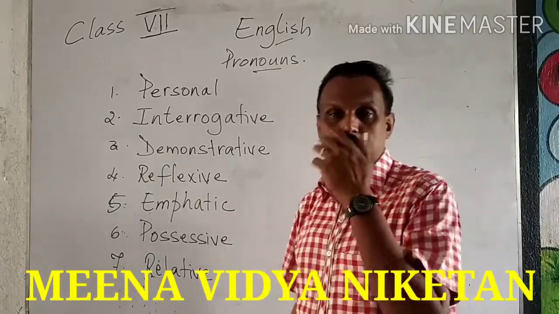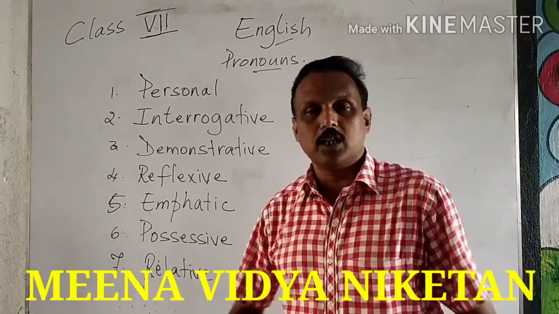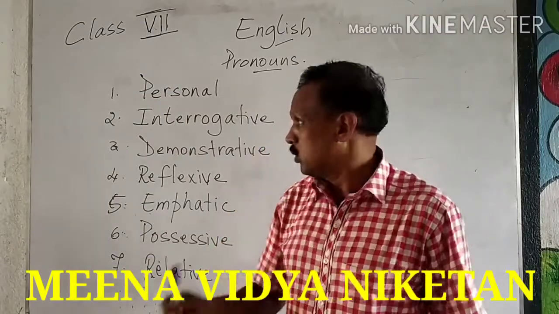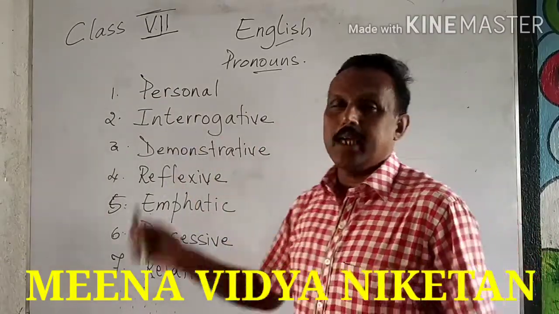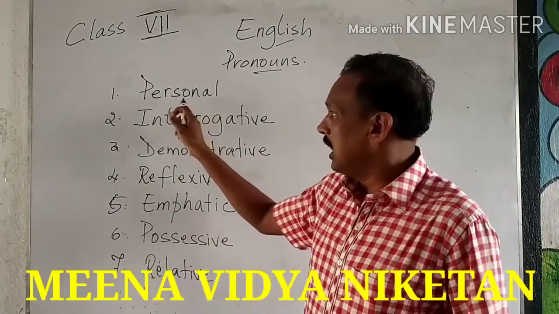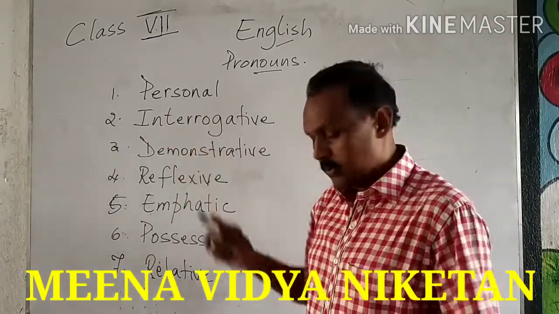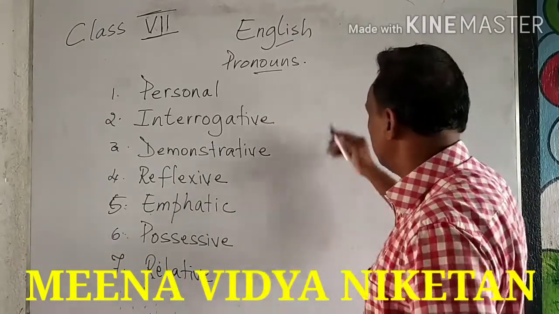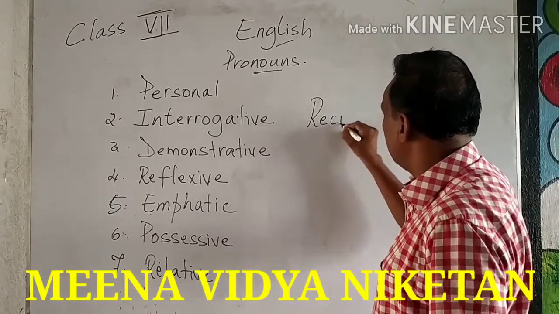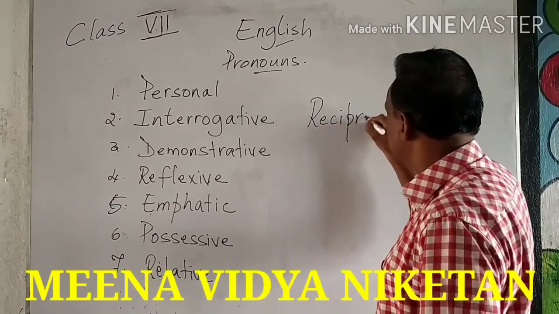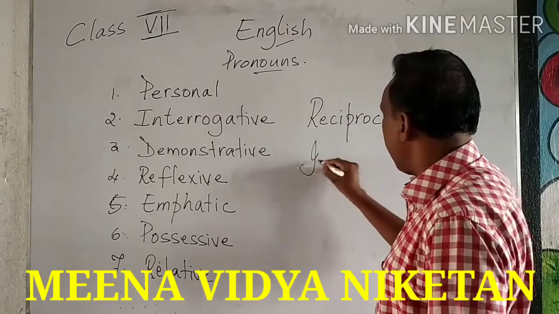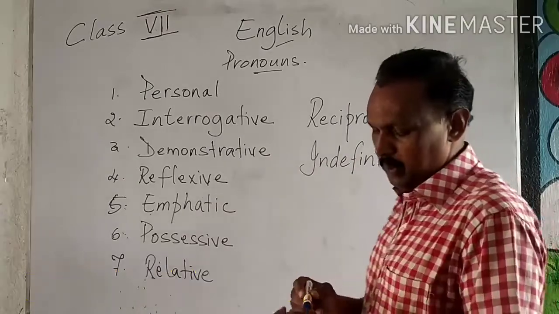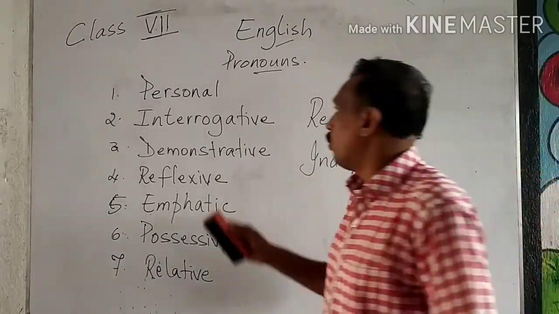And even if you did not understand it earlier, even if you have forgotten it, no issues. When the school reopens, again we will be going step by step through that one. Today there are 9 pronouns. So these 7 you have already learned: personal, interrogative pronoun, demonstrative pronoun, reflexive pronoun, emphatic pronoun, possessive pronoun and relative pronoun. Today we are going to see about reciprocal pronoun and indefinite. So both the words will help you understand about what are they.